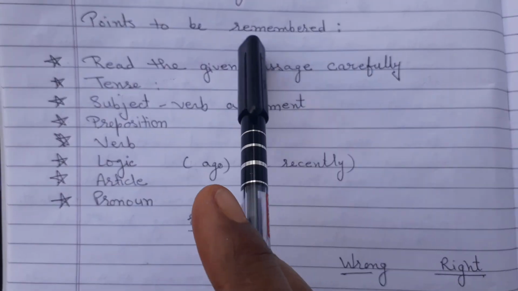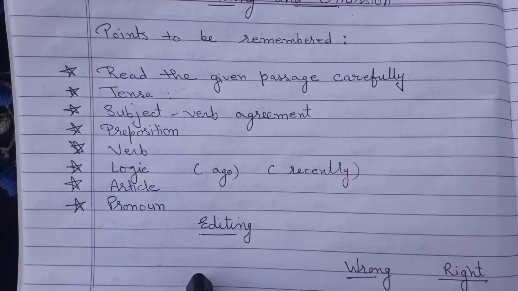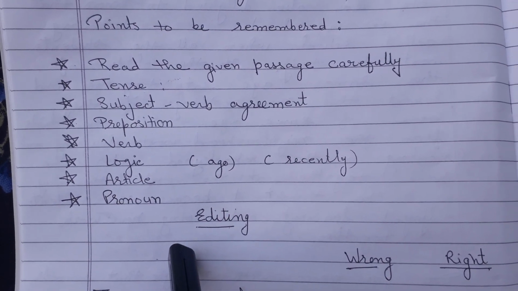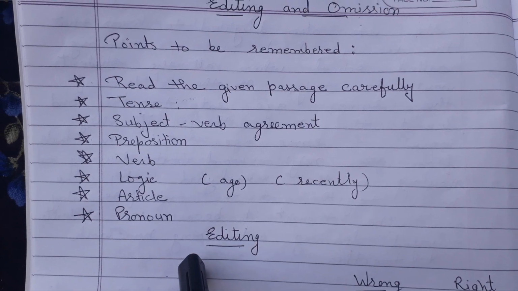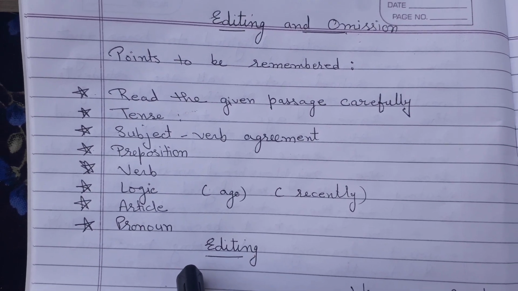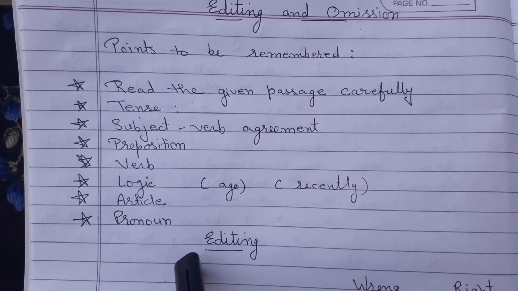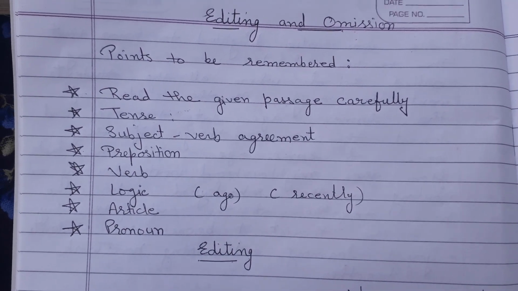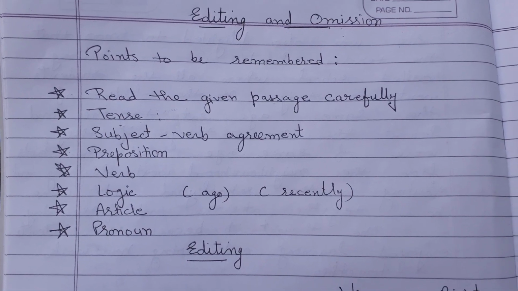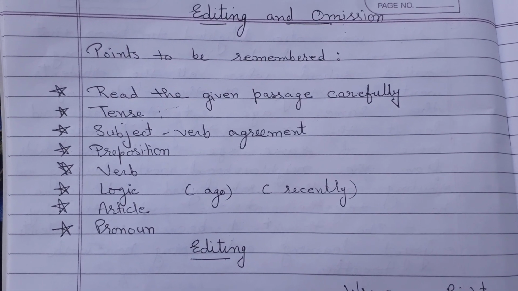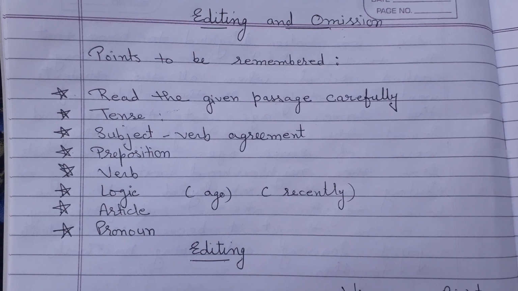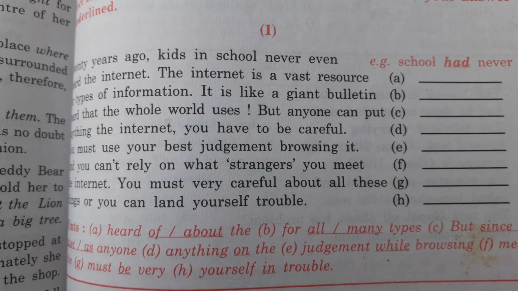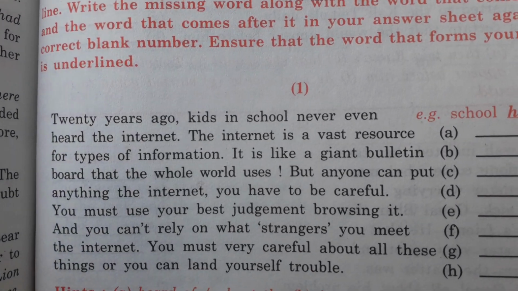So if you keep in mind all these points, you will definitely be able to do the questions of editing and omission. As you know, I have already given you this lesson. So today I'll make you do some passages. Earlier, when we did this topic, I gave you passages for editing, and now I'm going to give you passages for omission. Look here, there's a passage before you.